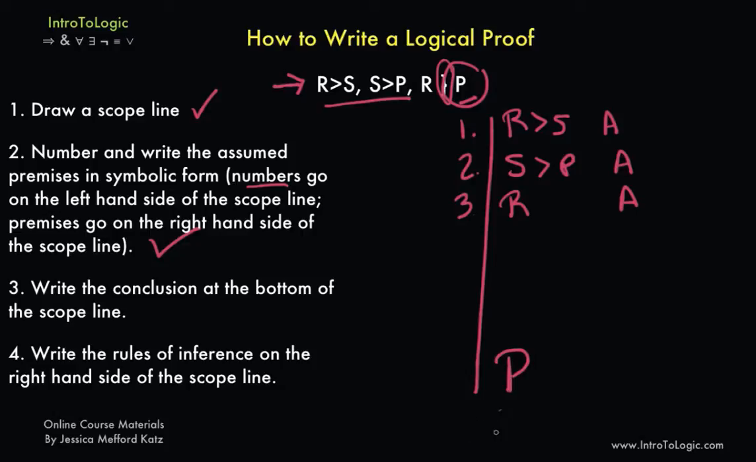So P. Now one of the great things about writing the conclusion is this allows you to work backwards. So if you ever get stuck or you have a really long problem, you could always start by asking yourself, how could I get to P?